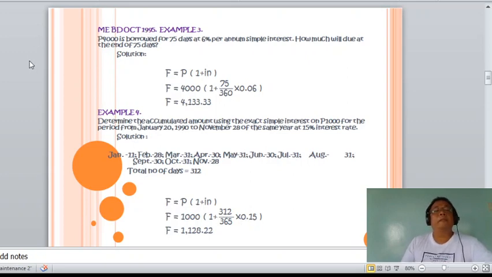So, again, the formula for the future amount is F equals P multiplied by 1 plus I, N. Or F is equal to the principal amount, which is 4,000, multiplied by the factor 1 plus 75 days over 360, multiplied by the rate of interest of 0.06 or 6%. So the future amount now is 4,133.33 pesos. Okay. So, very clear.